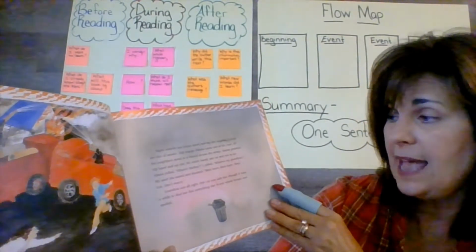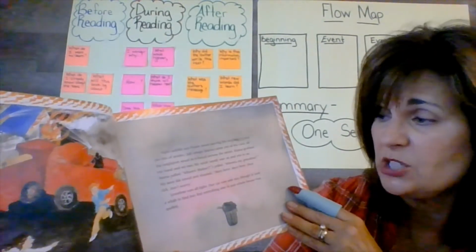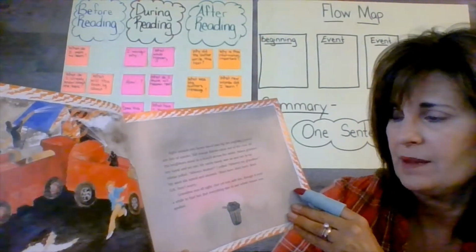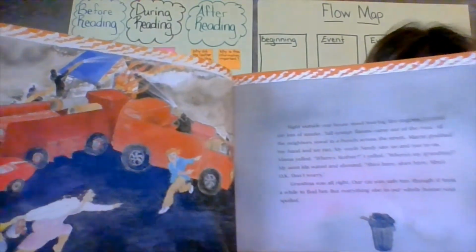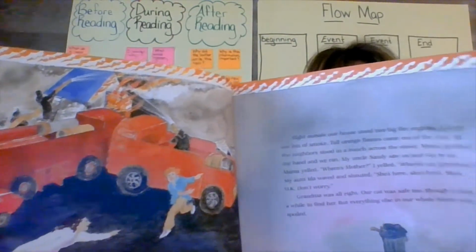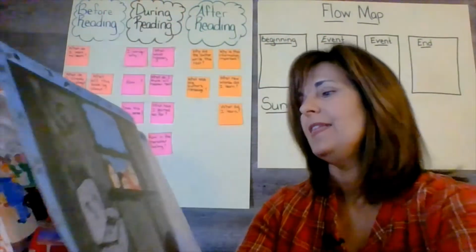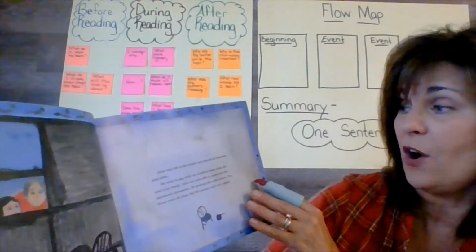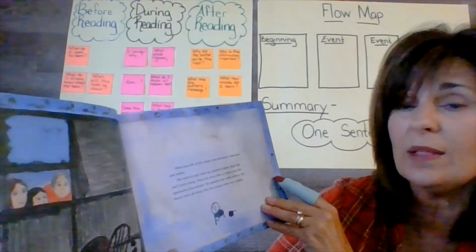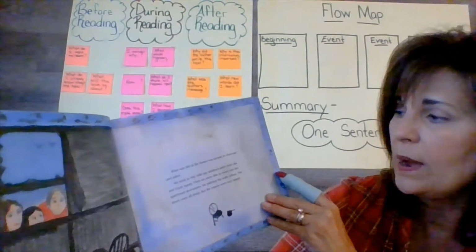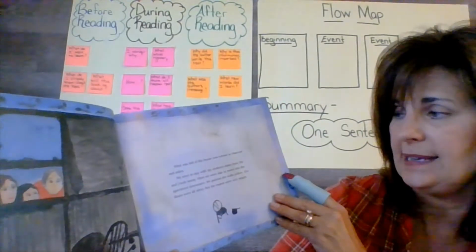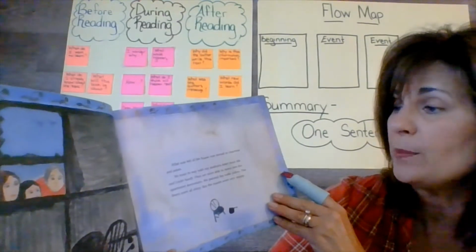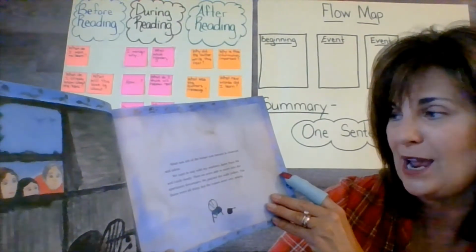Our cat was safe too, even though it took a while to find her. But everything else in our whole house was spoiled. That, or what was left of our house, was turned to charcoal and ashes. We went to stay with my mother's sister, Aunt Ida and Uncle Sandy. Then we were able to move into the apartment downstairs.